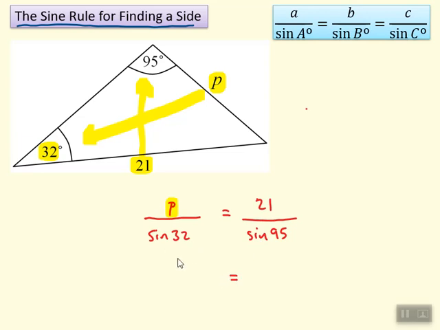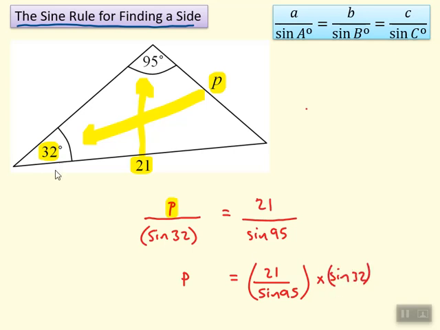Just think about basic maths here. This side is being divided by sine of its opposite angle, so that there is just a number. What's the opposite of dividing? It's times. So P must equal 21 divided by sine 95, whatever that is, times sine 32. All I'm doing is literally multiplying this to the other side.